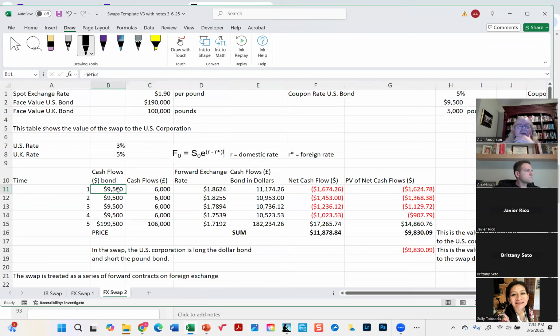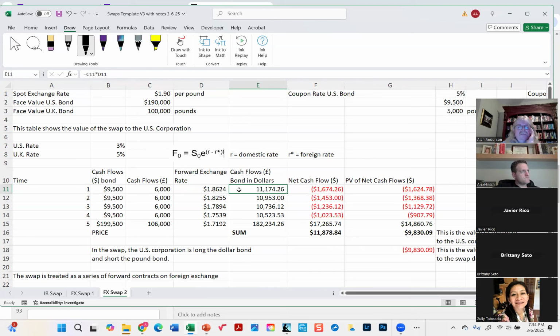Okay, so in other words, I know that I'm collecting $9,500 a year, and at the end I get my $199,500. In exchange, I'm paying to the dealer 6,000 pounds, and at the end, I'm giving him 106,000 pounds. So the question is, how much is this worth in dollars?